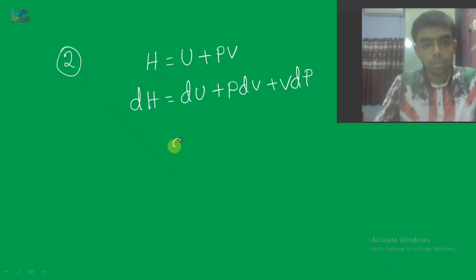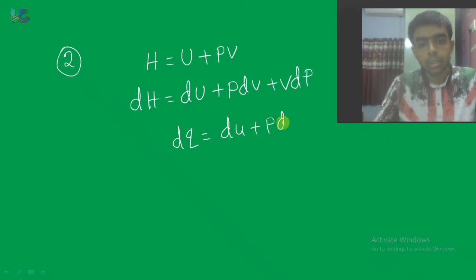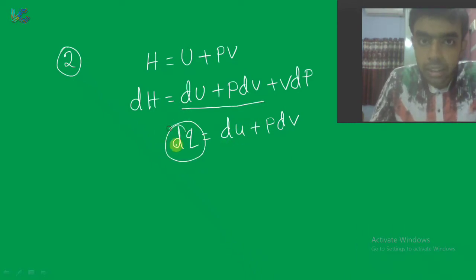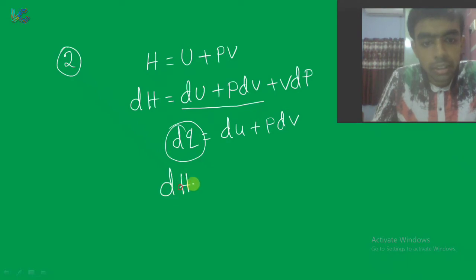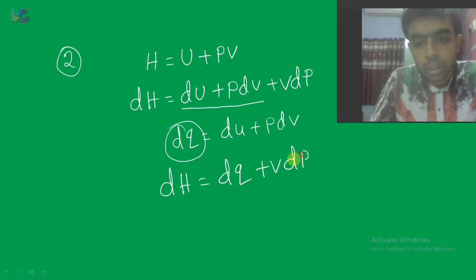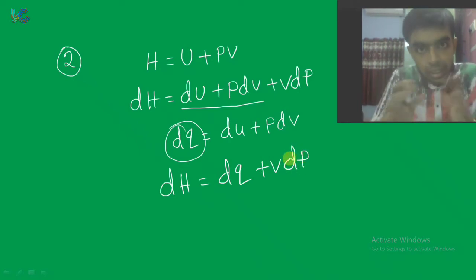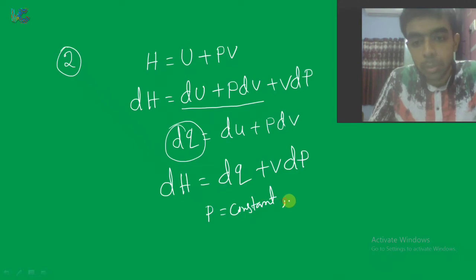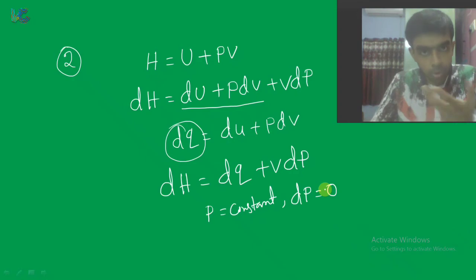Now from the first law of thermodynamics, you know dq is equal to dU plus PdV. Here you have this dU plus PdV, so instead of dU plus PdV, you can put dq. So dH is equal to dq plus VdP. Now if you take a condition where pressure is constant, that means dP is equal to 0, because P is constant.